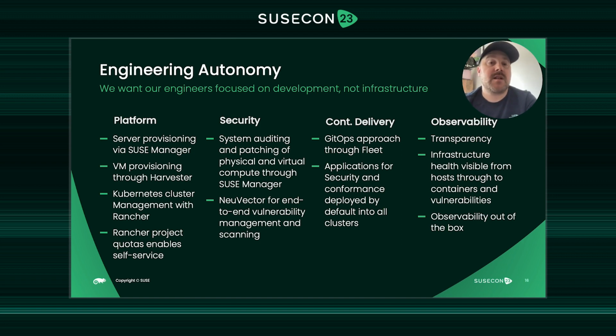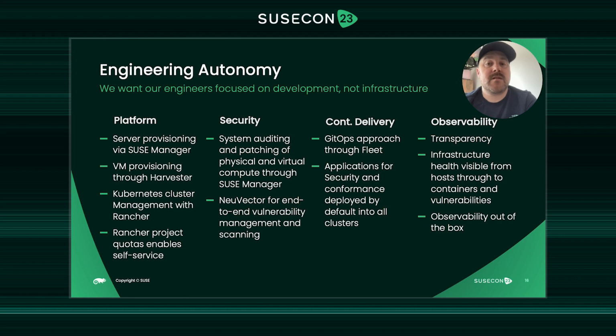Harvester is integrated with Rancher, which allows us to allocate quotas at both the hypervisor level but also at the Kubernetes layer. This means we were able to implement a solution which provides self-service capabilities, meaning the engineers can log into Rancher and deploy both their VMs and the Kubernetes clusters that run on top.